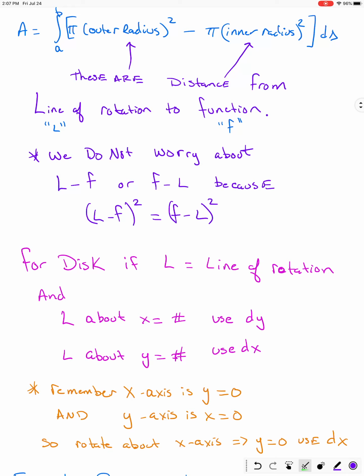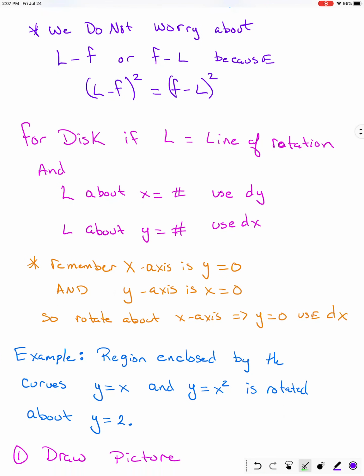Just think of it as the distance from the function to the line you're rotating it around, and then we're going to square it. Or it's the distance from the line to the function, and then we're going to square it. Okay, so here's something that you can remember. It'll help you solve these problems very easily.